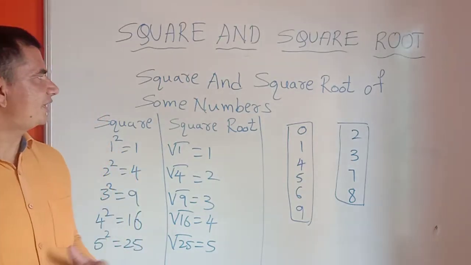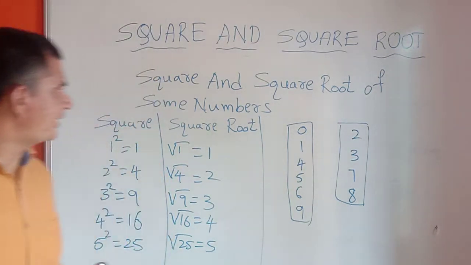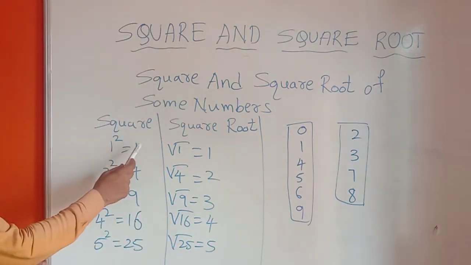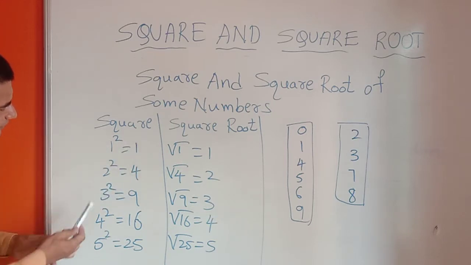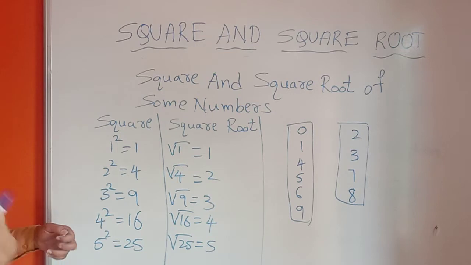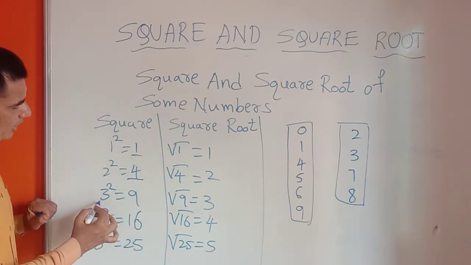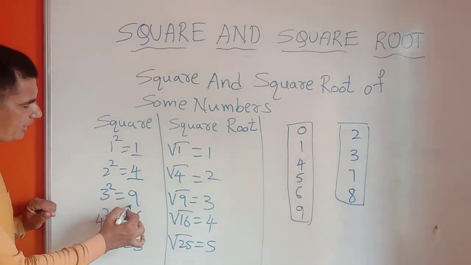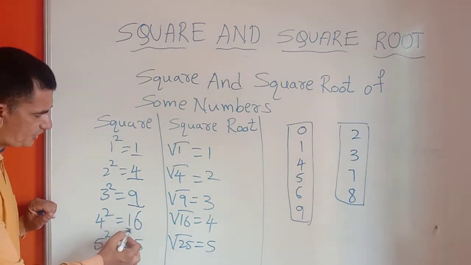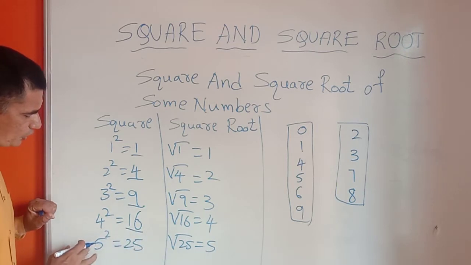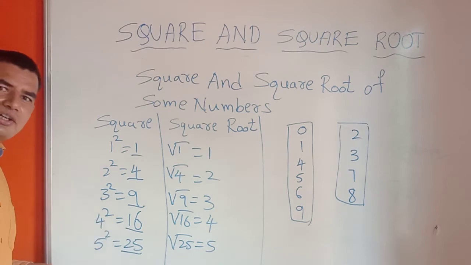So here students, I have written squares and square roots of some numbers. Here you can see 1 square is equal to 1 into 1, we get 1 only. 2 square is equal to 2 into 2, we get 4. 3 square equals 3 into 3, we get 9. 4 square is equal to 4 into 4, 16. 5 square is equal to 5 into 5, 25. Like this we can continue.